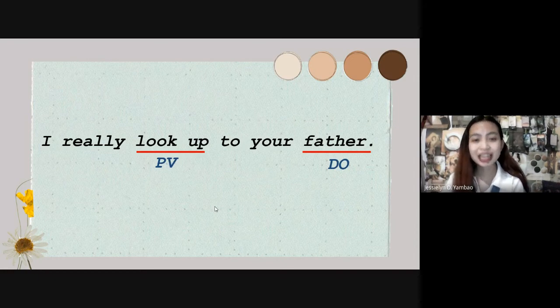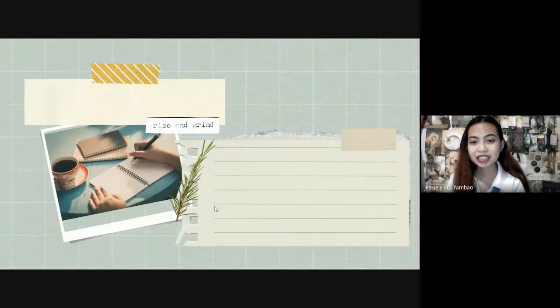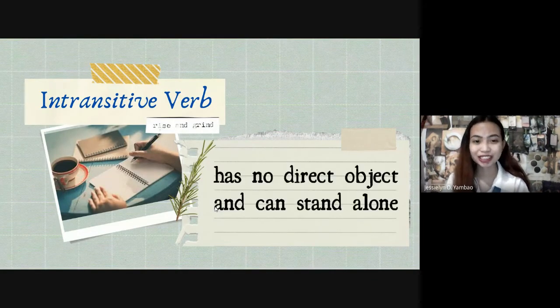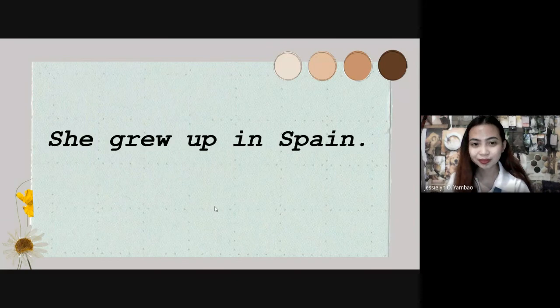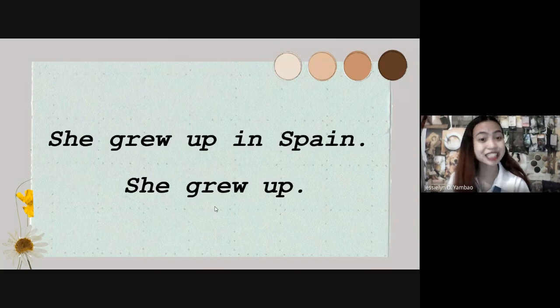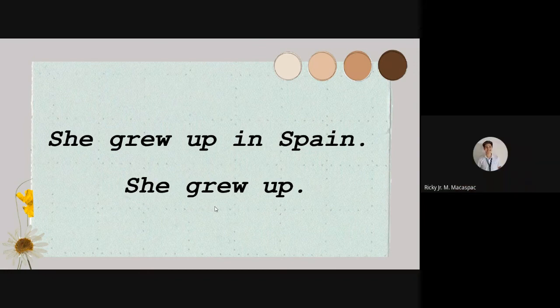While the intransitive verb has the complete opposite, because an intransitive verb has no direct object and can stand alone. Take note, even though it does not have a direct object, it can still stand alone and the sentence still makes sense, okay? Look at this example. She grew up in Spain. We understand that she grew up in Spain, but she could also say she grew up, and we could still understand that she grew up, okay? Remember that you cannot have a direct object after an intransitive verb. Do we follow? Yes, ma'am.